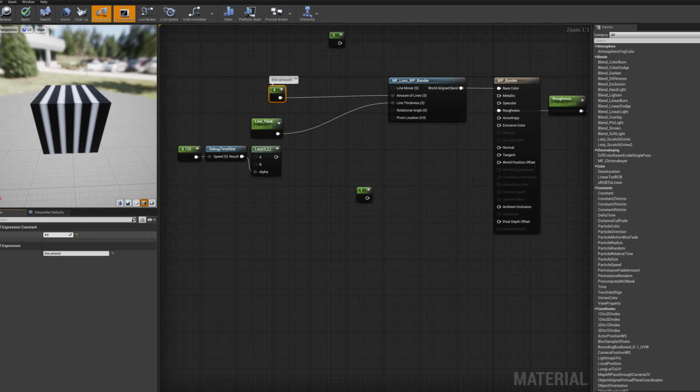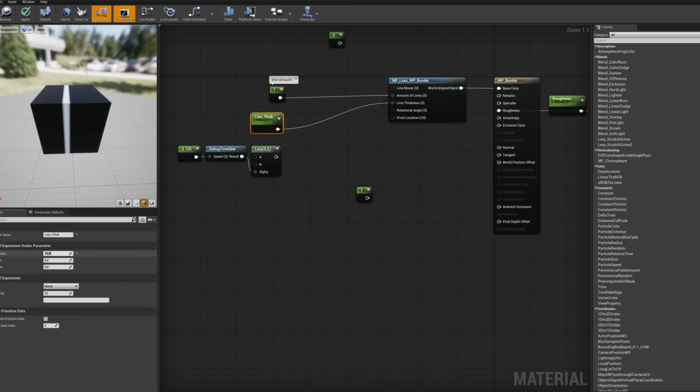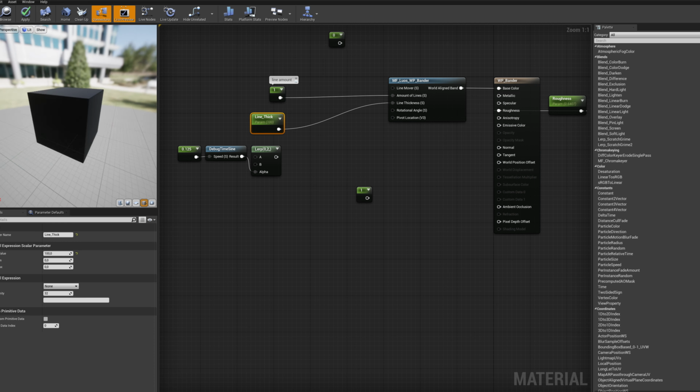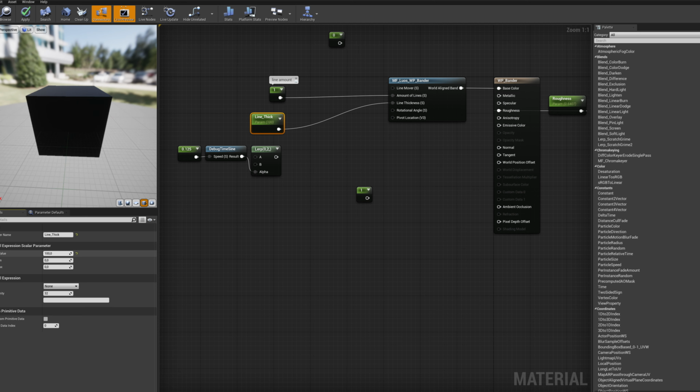Let's go back to one line. And the line thickness is in units. So, at 100 units, it's as big as that cube, because it's 100 units big. At 10, it's 10 units big. There we go.